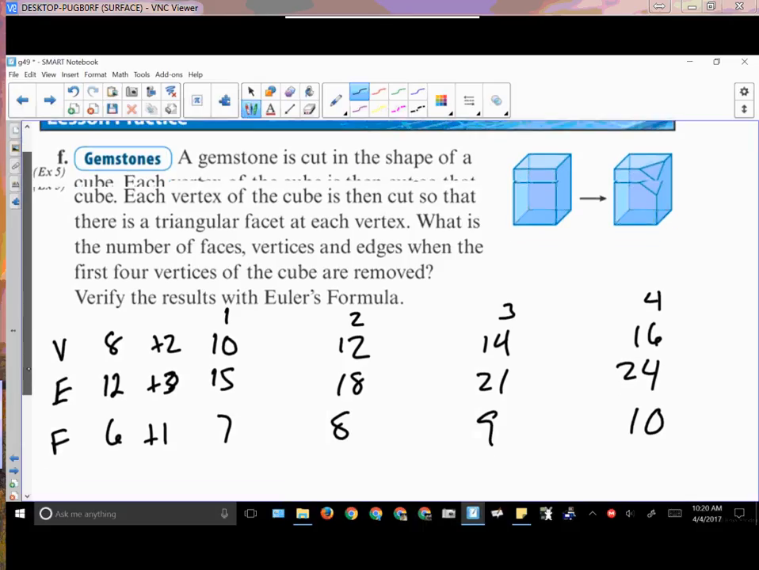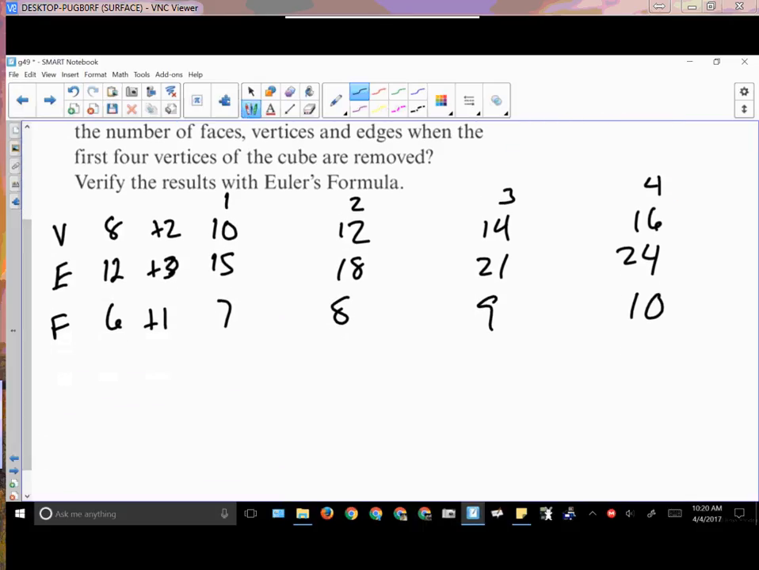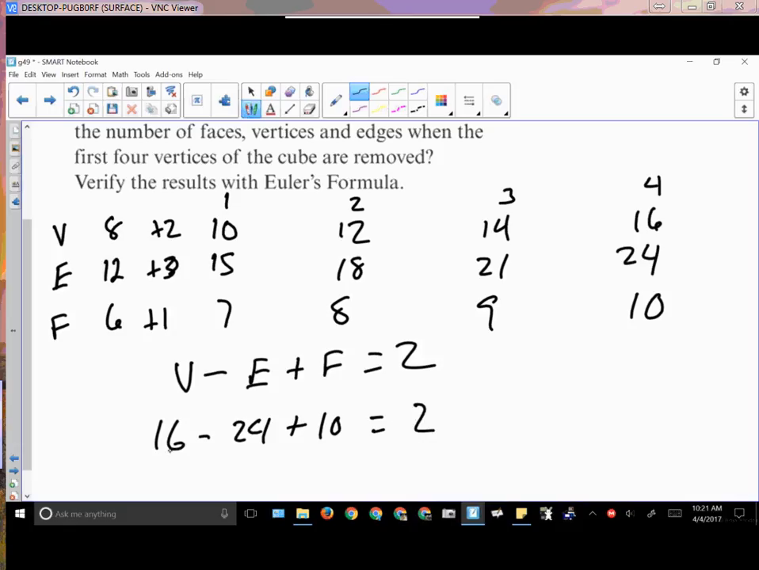Now, is this actually accurate? Did I get it right? So, the formula again is what? V minus E plus F is equal to 2, correct? So that means vertices was 16 minus the edges, which is 24, plus the faces, which is 10, should be equal to 2. Well, 16 minus 24, last I checked, was negative 8. Negative 8 plus 10 is 2. So it worked out. So there you go. Assignments due at the end of class tomorrow.